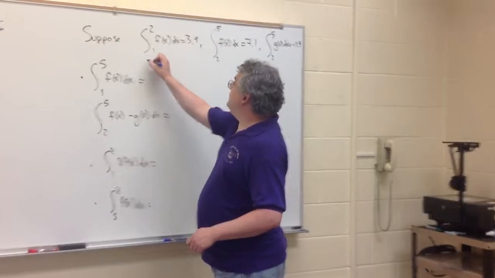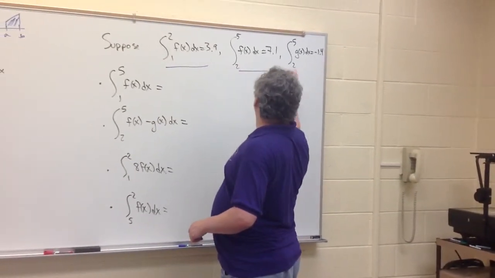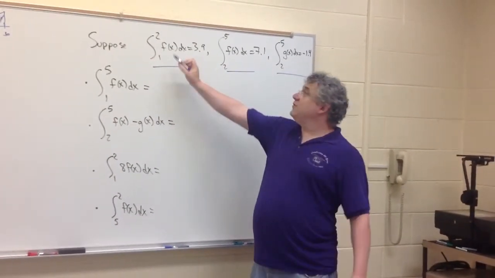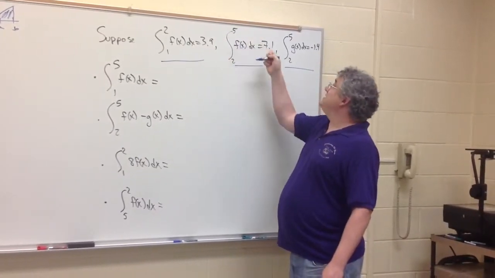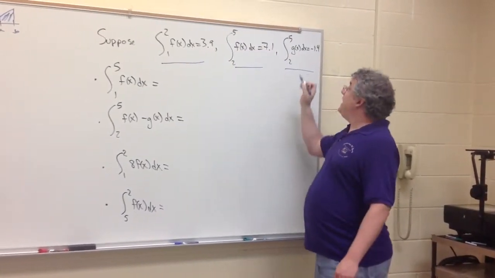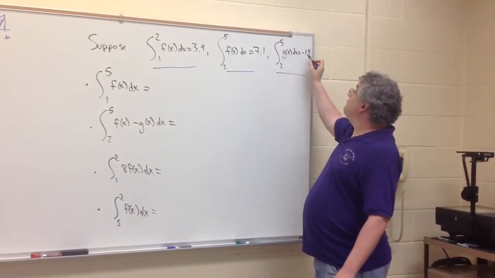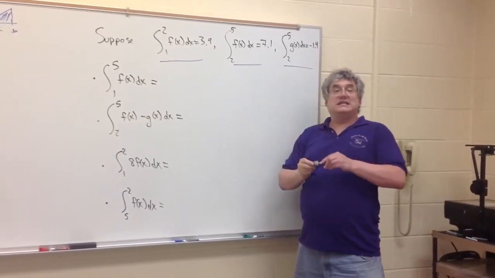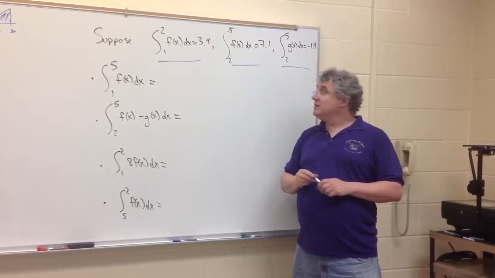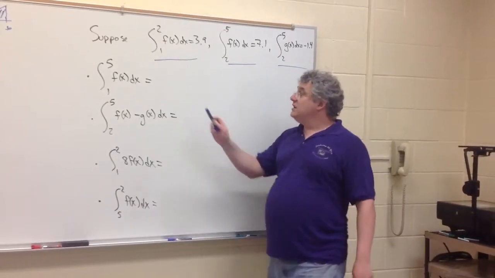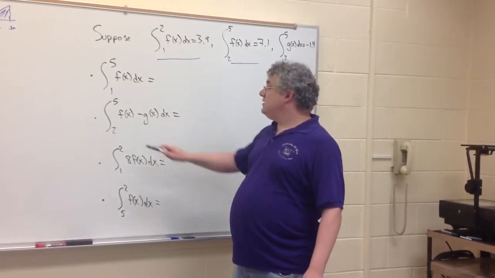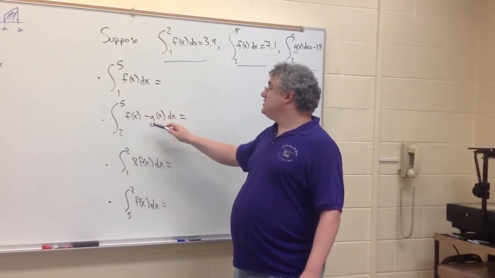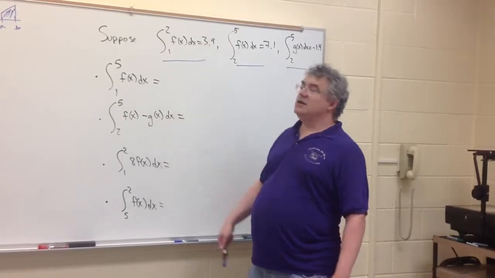I'm giving you some bits of information about two functions that we don't know. I know that the integral of f from 1 to 2 is 3.9. Going from 2 to 5, it's 7.1. And this other function g from 2 to 5 is going to be minus 1.4. Remember, it's signed area, so we can have negatives. So my first question is, going from 1 to 5, what's the integral of f of x dx? The next one, 2 to 5 of f of x minus g of x dx. Well, you can read these. Try them out.